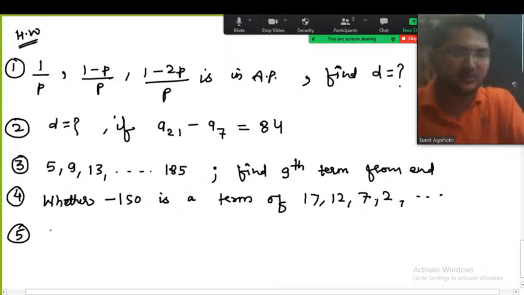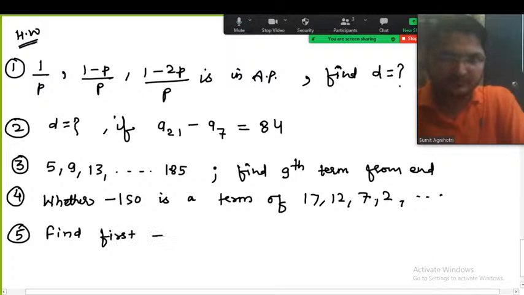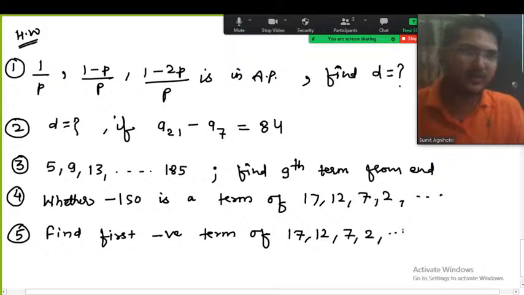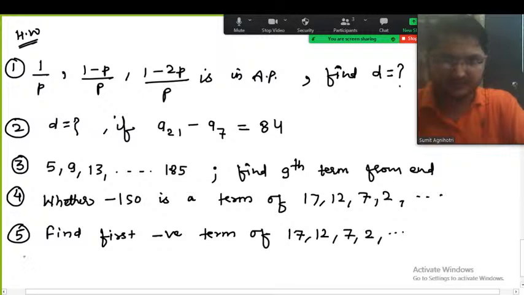And the fifth question is, find the first negative term of 17, 12, 7, 2, and so on. As it keeps on decreasing, you will get a negative term. You are supposed to find out that first negative term. It's minus 3, right? Yeah, it's easy.